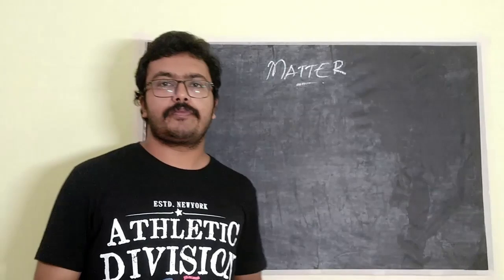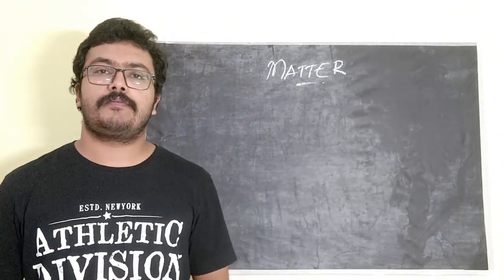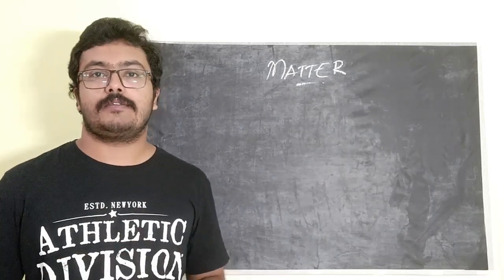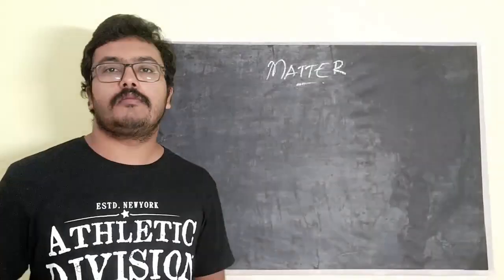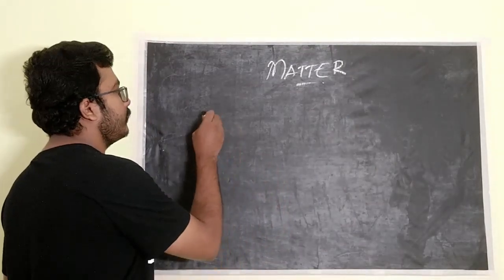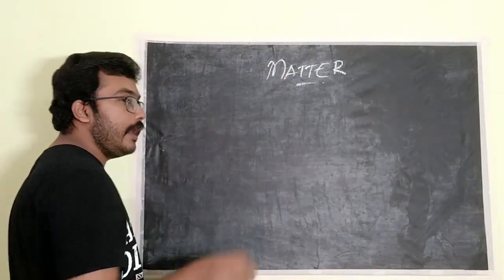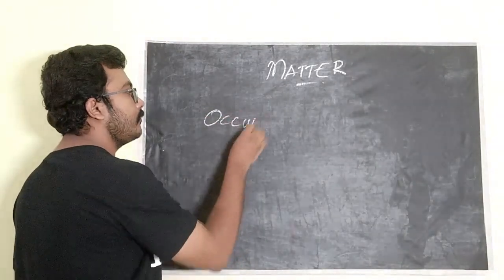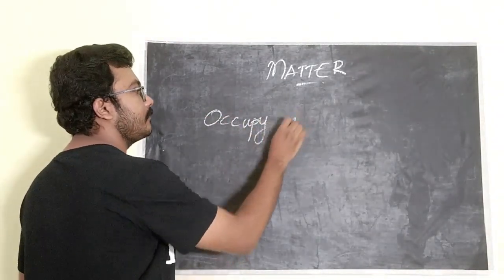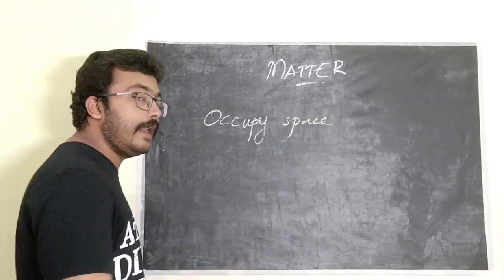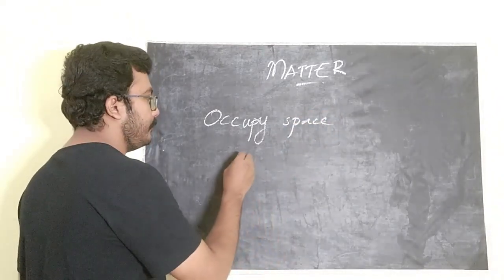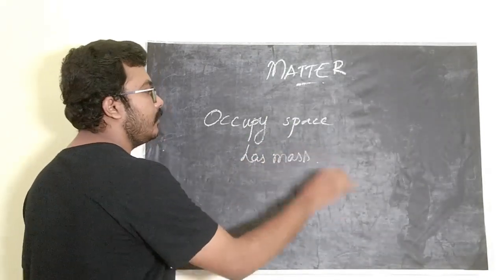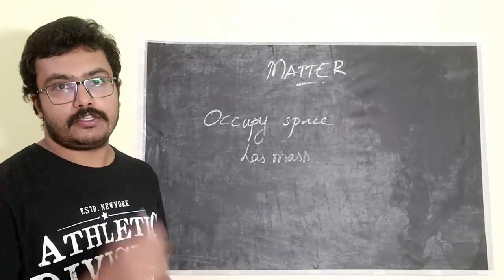What does matter mean? Matter is defined as anything that can occupy space and has mass. So any substance or anything that can occupy space and has got mass is termed to be matter.